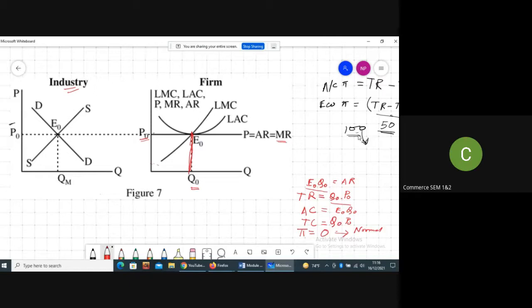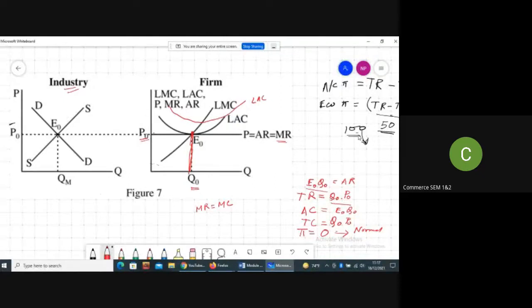Now if the LAC curve is something like this, if this LAC curve is not tangent to the MR curve, if this is the LAC curve, then what will happen? Equilibrium is still at this point E0, because equilibrium requires MR equal to MC, which happens at this point. That means the point of intersection between LMC and this MR curve.